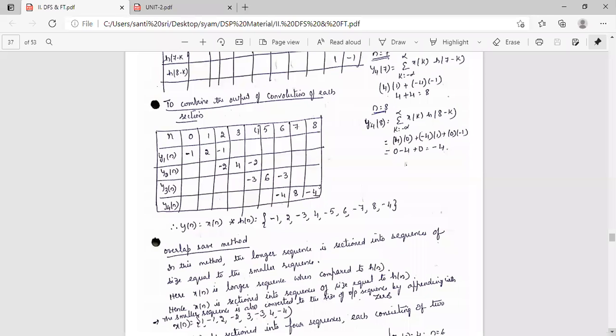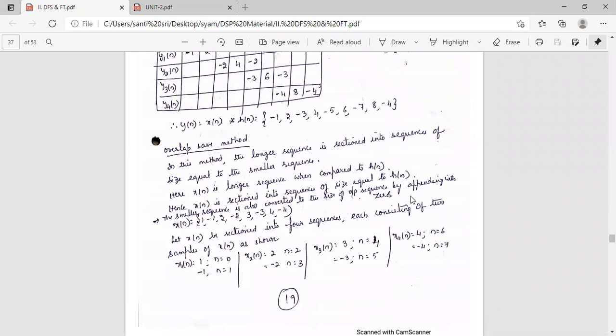Finally, we will combine all these, so that we will get y of n equal to x of n convolved with h of n, that is minus 1, 2, minus 3, 4, minus 5, 6, minus 7, 8, and minus 4. In the same manner, we will do the overlap save method also. In overlap save method, zeros will be appended. Like the overlap add method, it will also be sectioned into four sections: x1 of n, x2 of n, x3 of n, and x4 of n. But here h of n is given as 1 and minus 1.